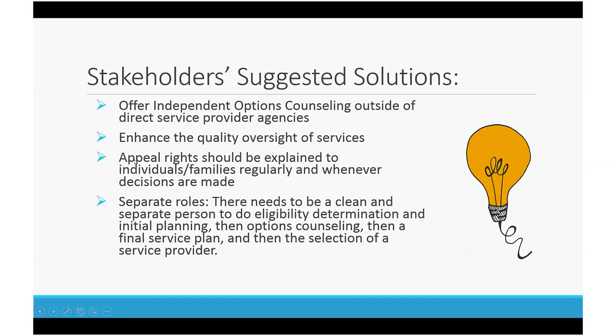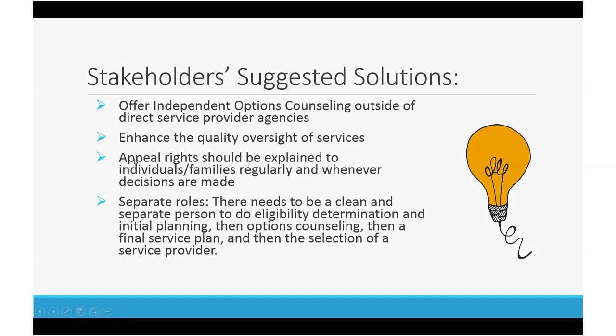Enhancing quality oversight of services would be another option to ensure that services are provided in a manner that reduces conflict of interest, and also to address any quality concerns. Another suggestion was to ensure that appeal rights are being explained to individuals and families regularly or whenever decisions are being made. And then the final suggestion was to separate roles.